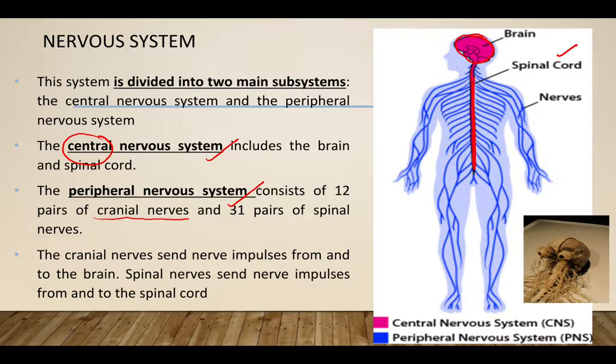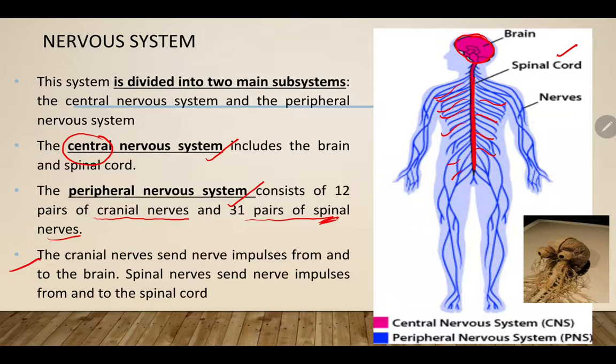And the peripheral nervous system also consists of 31 pairs of spinal nerves. Nama pun spinal, spinal cord tulang belakang. So the spinal nerve is the nerve that branches out from the spinal cord. So spinal nerve ni ialah saraf yang bercabang daripada tulang belakang.